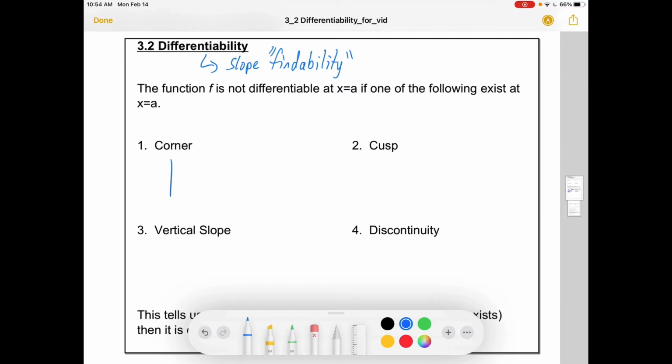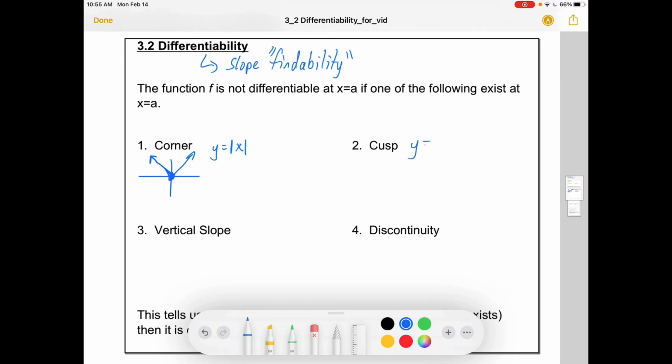If you have a corner on a function, something like this, there's the function y equals absolute value of x. Right here at this sharp corner, you can't find the slope. So this function is differentiable everywhere except at x equals 0.